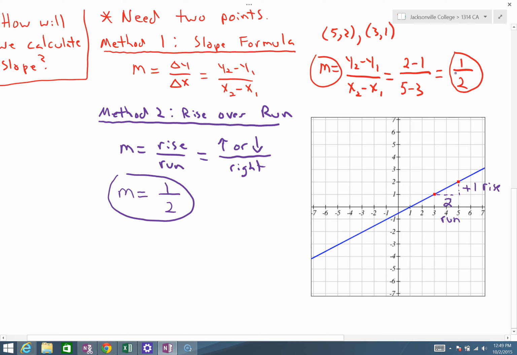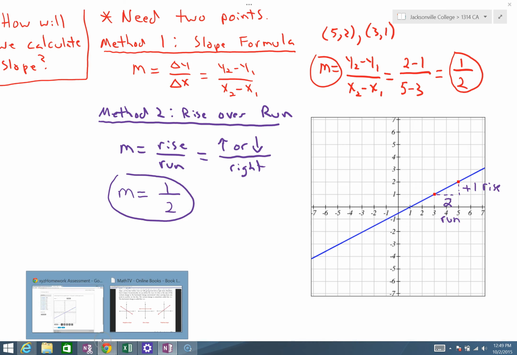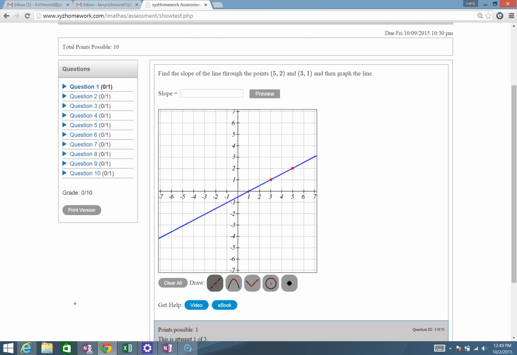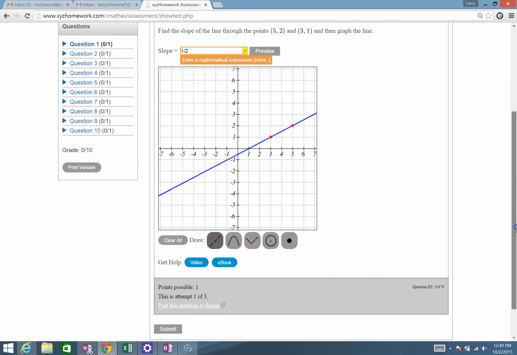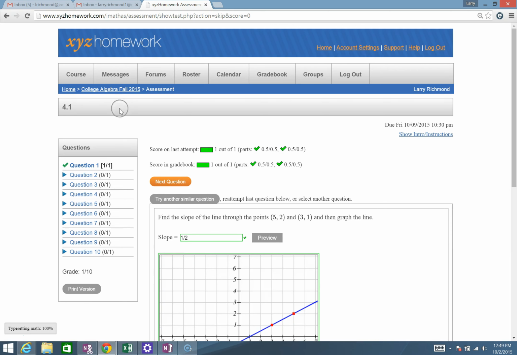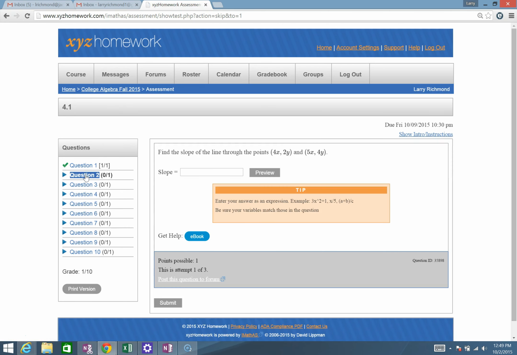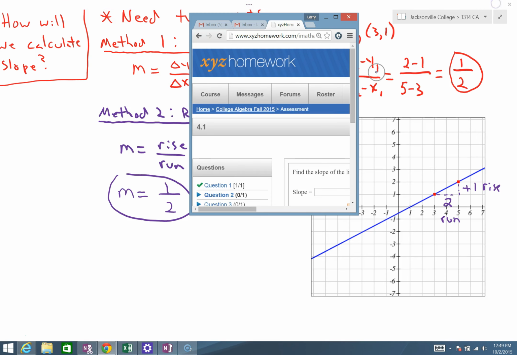Let's return to XYZ and look at perhaps one or two more examples. So we see this one, our slope is 1/2. All right, this one is throwing a little more algebra in it. Instead of giving us points that are strictly constants, now we've included this algebraic expression of 4x and 2y. So let's see how we can handle this. One point's 4x comma 2y, the other point's 5x, 4y.